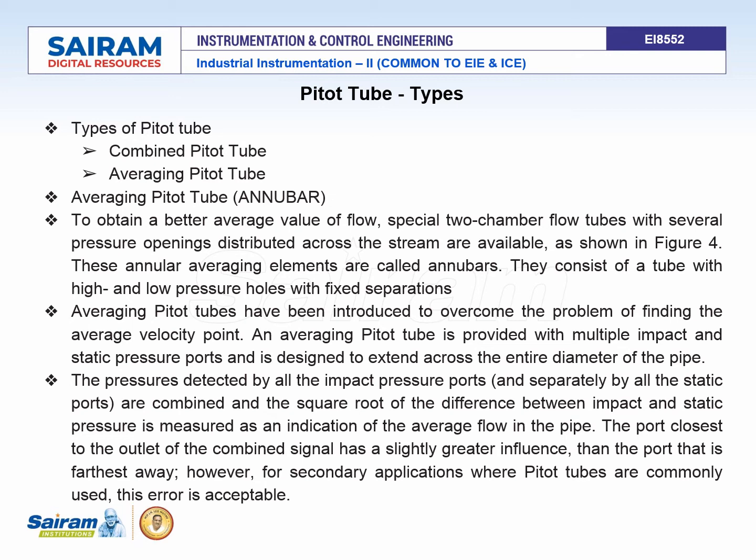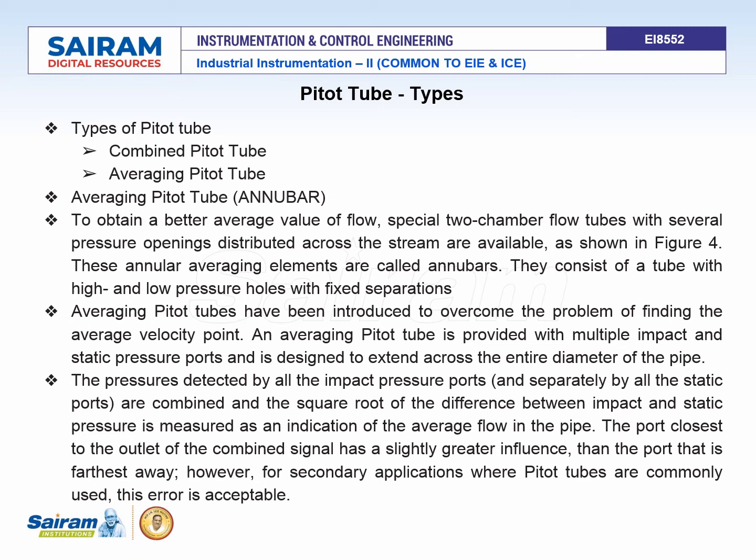And coming to the types of pitot tube, there are two types. One is the combined pitot tube and the other is the averaging pitot tube. The combined pitot tube is generally not used that much, so we are concentrating on the averaging pitot tube. It is otherwise called the Annubar.